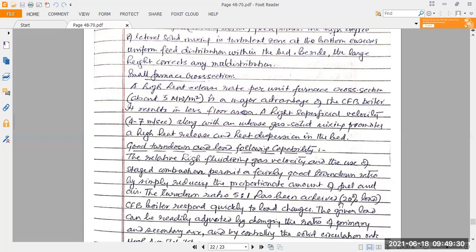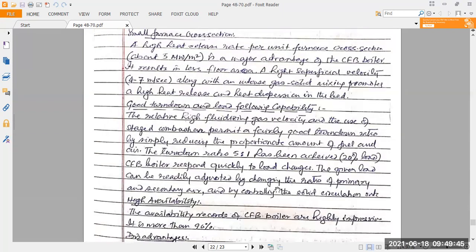CFB boilers respond quickly as the load changes. At a given load, the change per unit can be achieved by changing the ratio of primary and secondary air and by controlling the solid circulation.